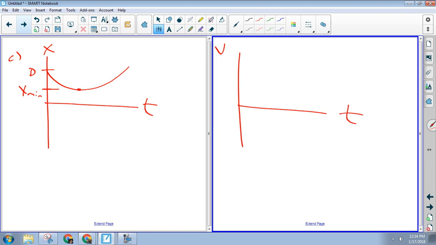Velocity as a function of time. What does the velocity start at? Negative v naught. Then what does it do? Goes up, right? Your acceleration's positive g sine theta, and it's constant. So that graph has to have a constant slope. And then your acceleration graph is a line at g sine theta. That's the worst line anyone's ever drawn. It's supposed to be horizontal.